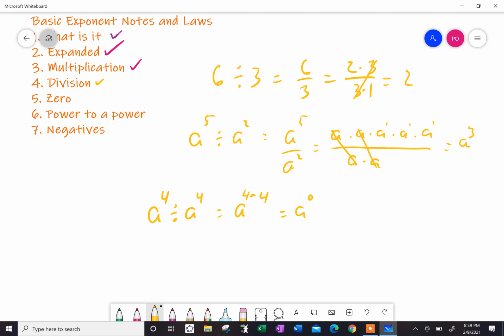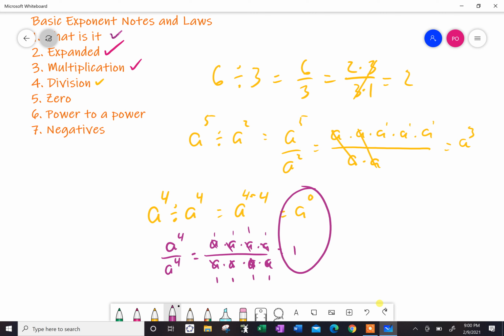But look what happens if I rewrite this as this. A to the 4 over A to the 4. A times A times A times A over A times A times A times A. And what I'm hoping you're going to recognize is this. Wait a second. Isn't anything divided by itself equal to 1? Yeah, because these are all turning into 1s. And we end up with 1. So what I'm trying to tell you here is this. A to the 0 equals 1.